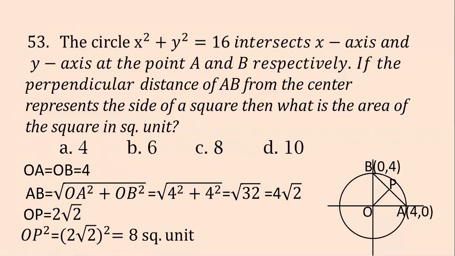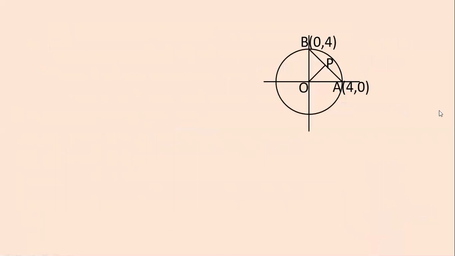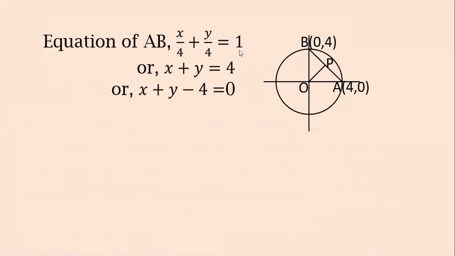In another way we can find it. If it is (4, 0), if it is (0, 4), then what is the equation of this AB? x by 4 plus y by 4 is equal to 1. Then x plus y is equal to 4. This is the equation of AB.